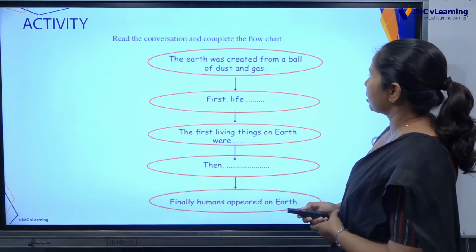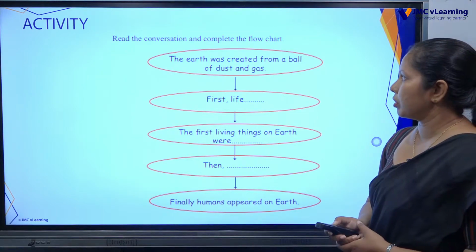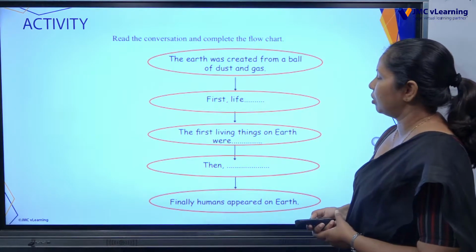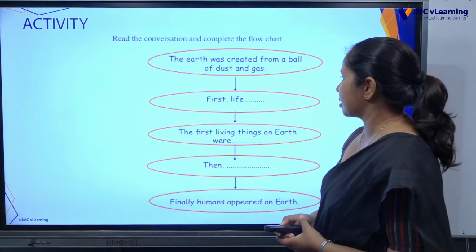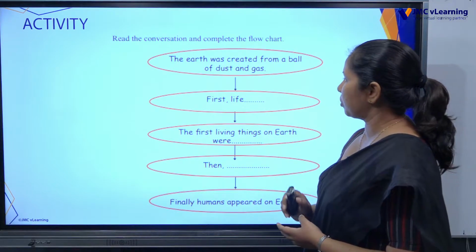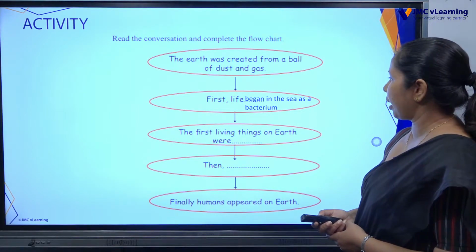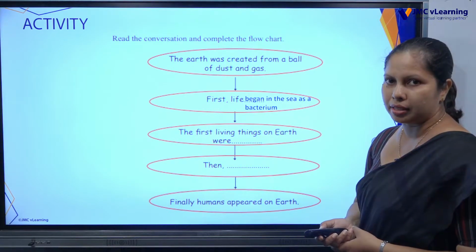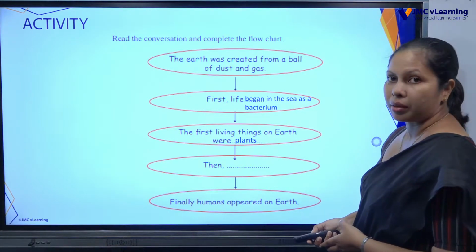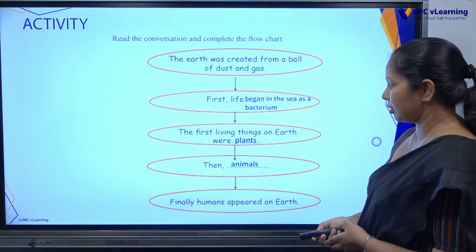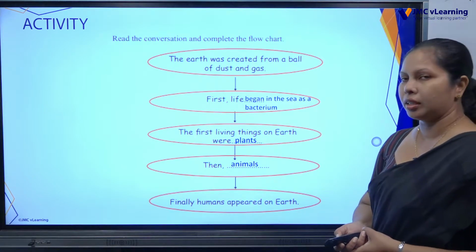The earth was created from a ball of dust and gas. So first what happened was the earth was created from a ball of dust and gas. Then in the next one they are speaking about the first life. So they say first life began in the sea as a bacteria. The first living things on earth were plants, then animals. Finally humans appeared on earth.